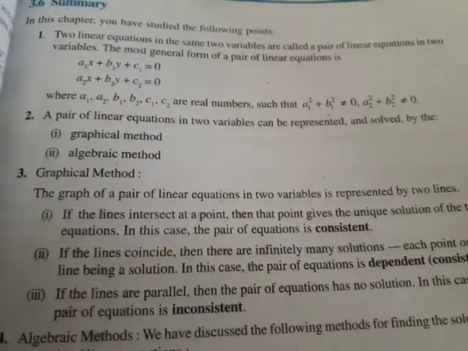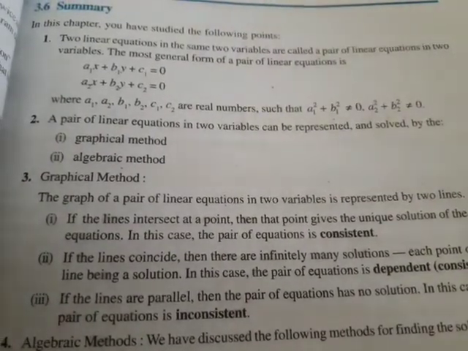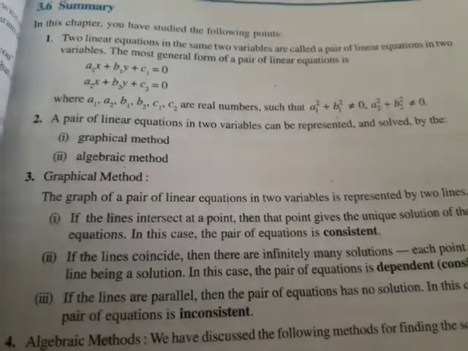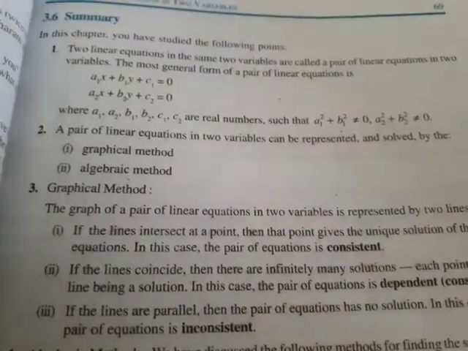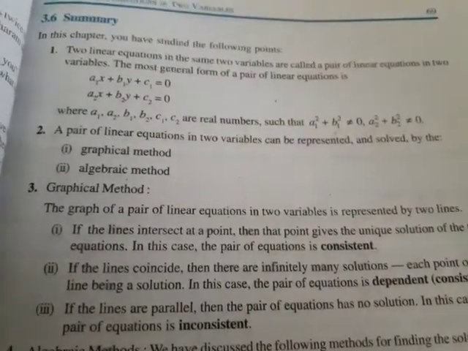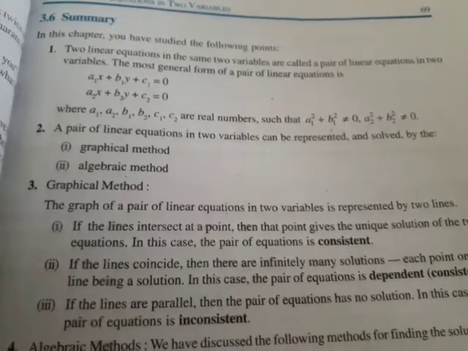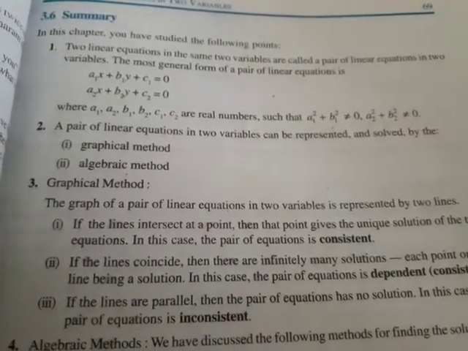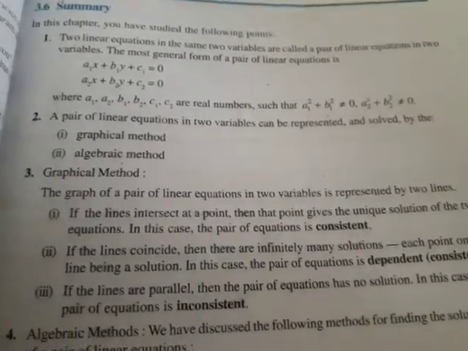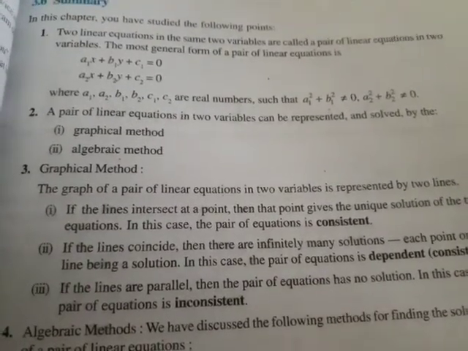So the representation of a linear equation in a graph will be a straight line. We have learnt this even in the last class. So when we have a pair of linear equations, we will get a pair of lines. The first linear equation you can represent with one straight line, and the other linear equation with another straight line. So using the graphical representation we can give the solution of the pair of linear equations.